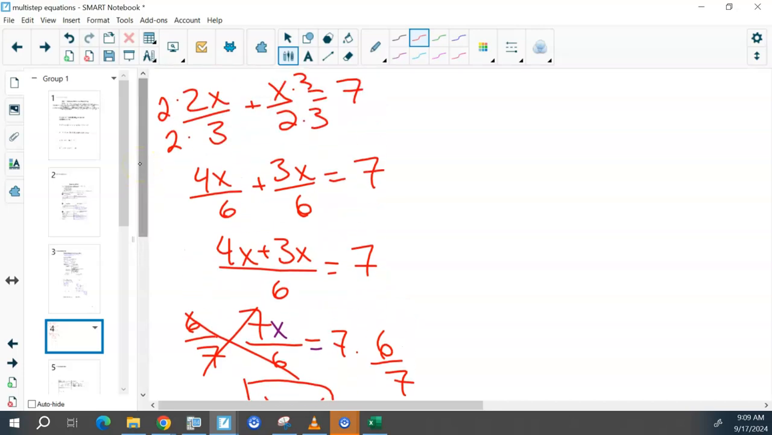Yeah. We have to think of, if I'm multiplying this to get 6, what number could I multiply to get 6? Other questions? We're going to go back.